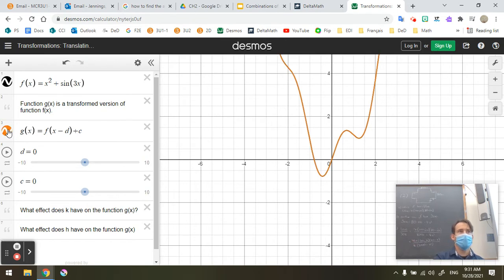It's just the same function, Mr. Jennings. You're adding nothing to it and you're adding nothing to it. So it's the same function. So when D and C are 0, they're not having any effect. So I have the function x minus D plus C. What's going to happen as D grows larger?